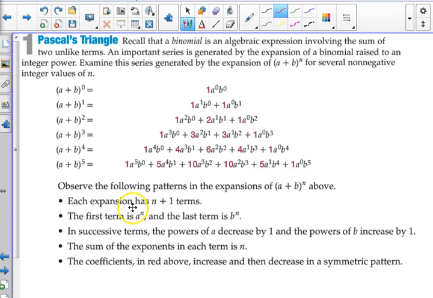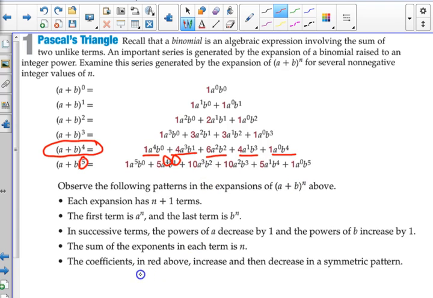here are the patterns you should be noticing. Each expansion has n plus 1 terms. In other words, when we did it to the fourth, we wound up with how many terms, guys? 5 terms, okay? The first term and the last term are just the first term to the fourth and the last term to the fourth in that row. In successive terms, the A is decreasing in power and the B is increasing. We noticed that. And the sum of the exponents is n, so if we had a 4 and a 1 here, it added to the 5, all the way across.